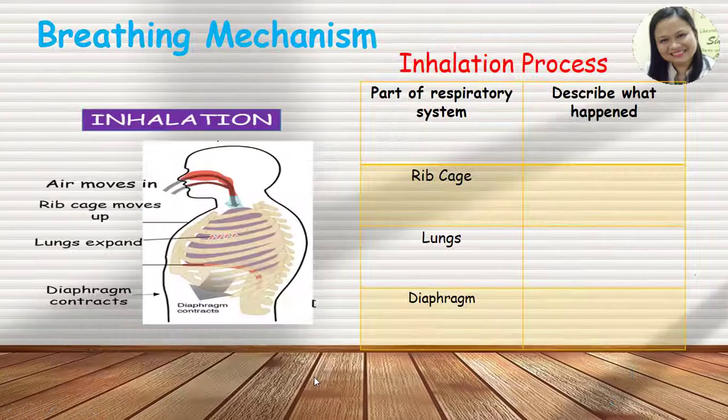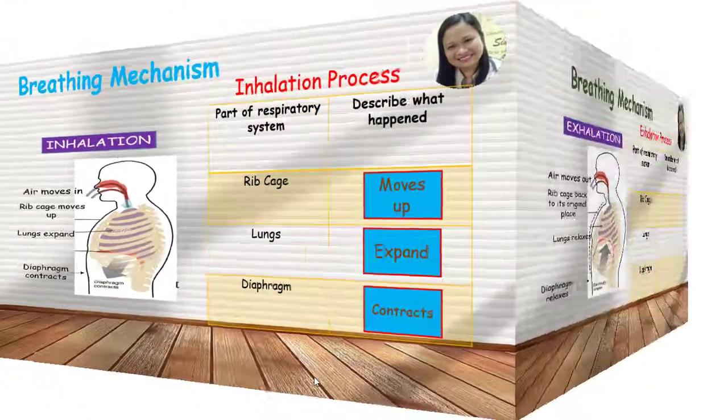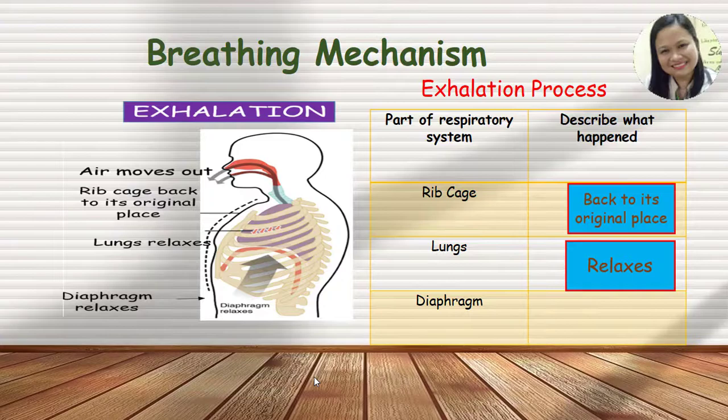So what happens to your rib cage, lungs, and diaphragm as you inhale? As you inhale, your rib cage moves up, your lungs expand, and your diaphragm contracts. While in the exhalation process, your rib cage goes back to its original place, your lungs relax, and your diaphragm relaxes too.